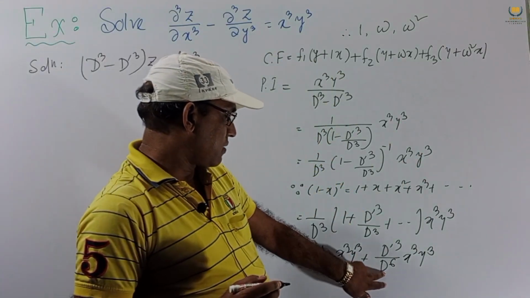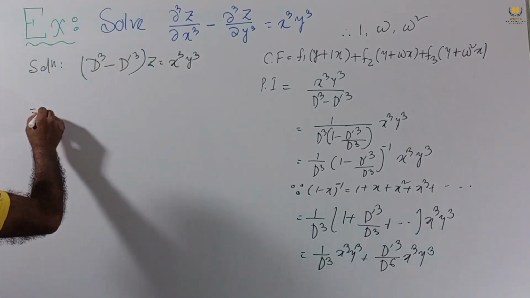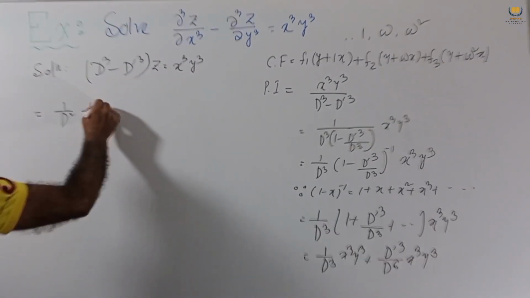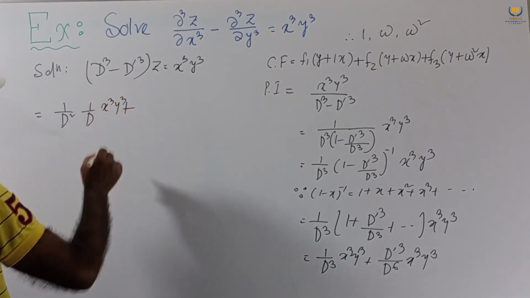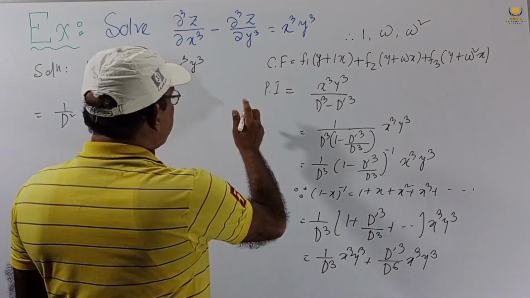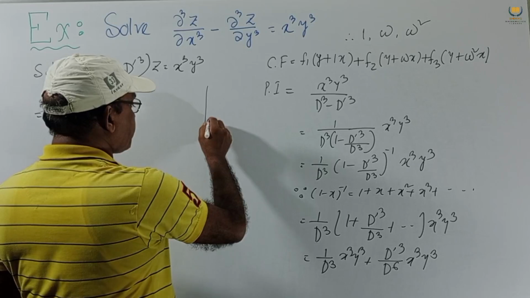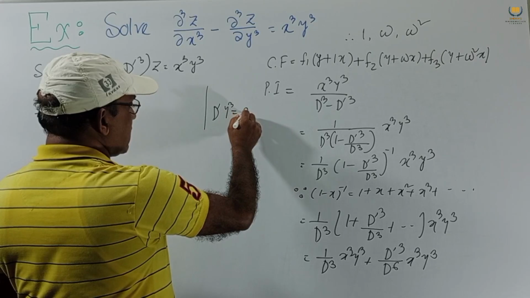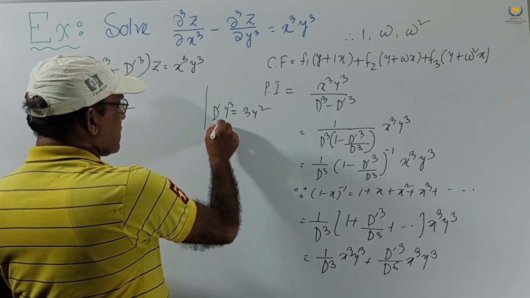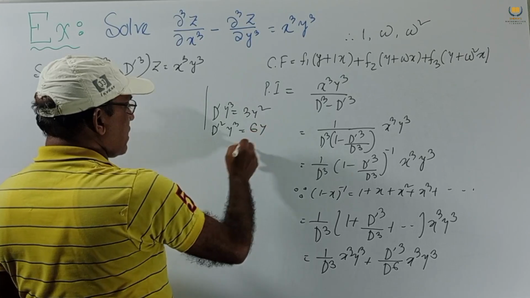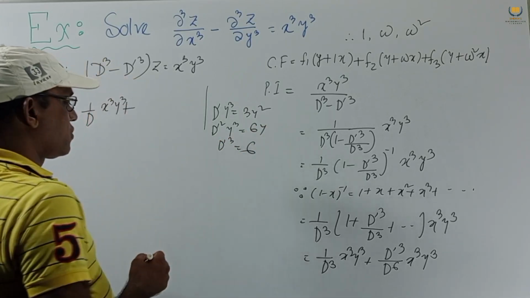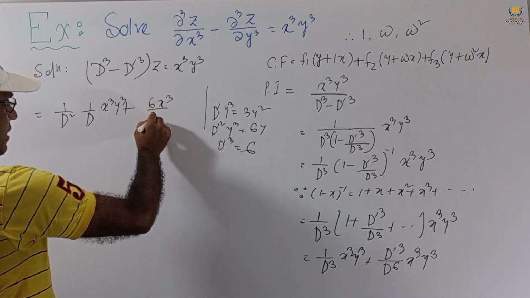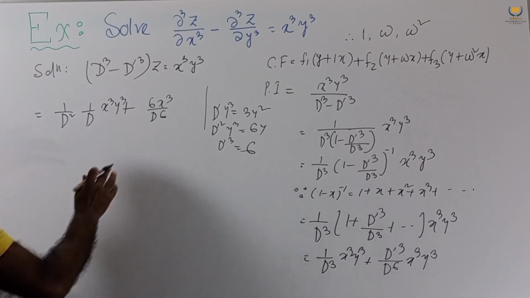We get this one. Now this equals 1 by D square, 1 by D, x cube y cube. And here, D dash cube: D dash y cube means 3y square, D dash square y cube means 6y, D dash cube equals 6. So for D dash we get 6x cube by D to the power 6. We get this one.